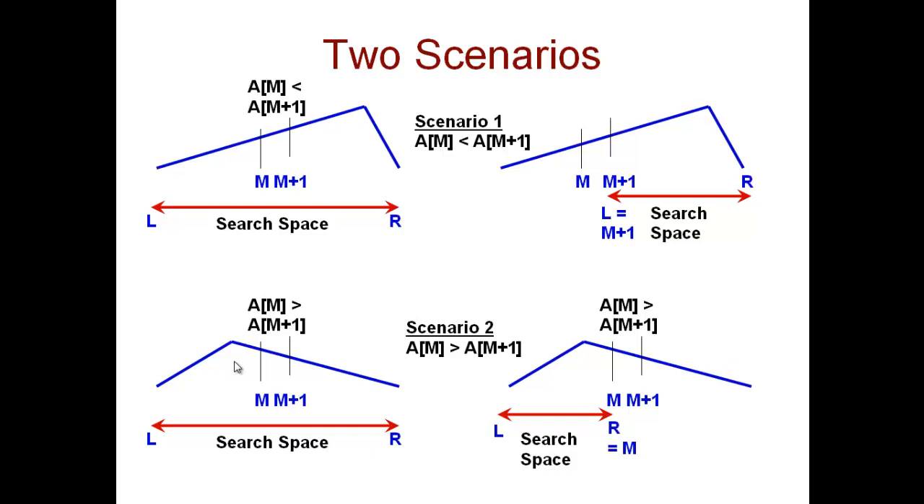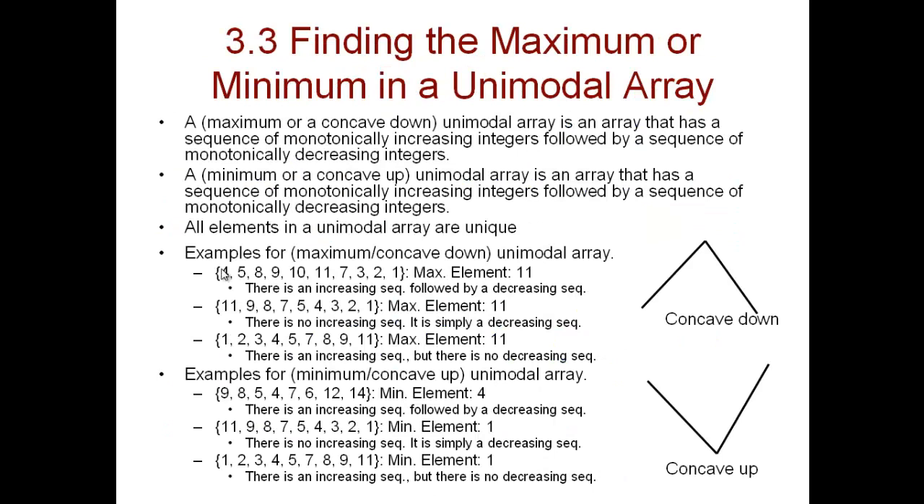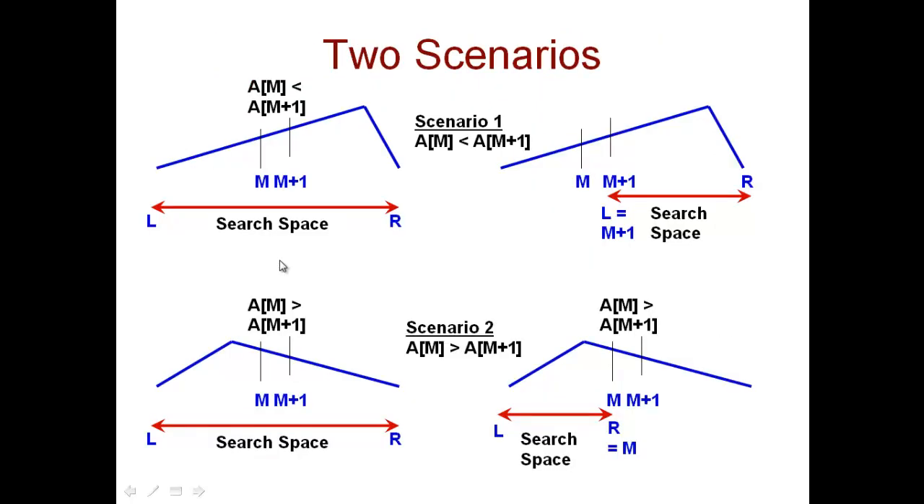Because we need to decide whether to move the left index to the right or the right index to the left. If we happen to be in the increasing part, that is, the array value at the middle index is less than the array value at middle index plus 1. So by the way, we will also assume that all the elements in the unimodal array are unique. So there's no need to use the equal to sign. So all elements are going to be unique. So the array value at the middle index is less than the array value at middle index plus 1.